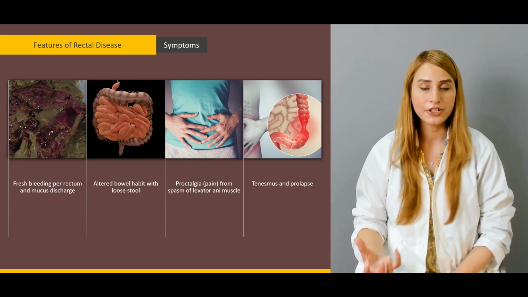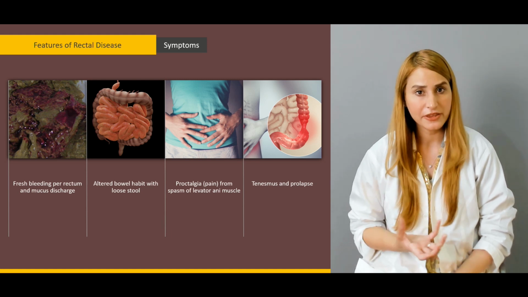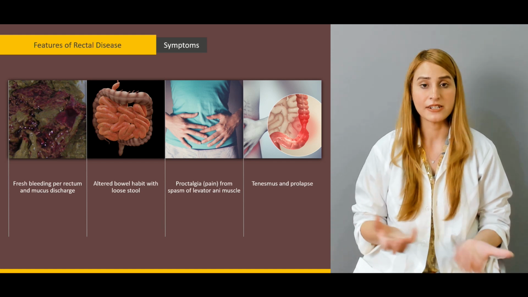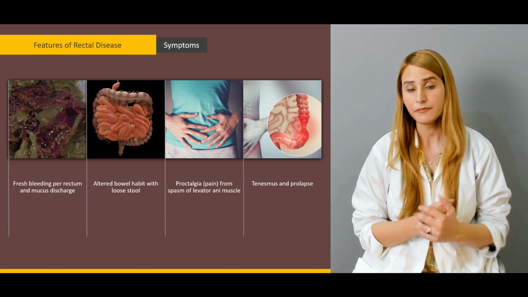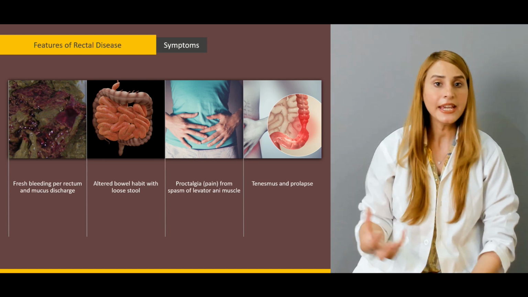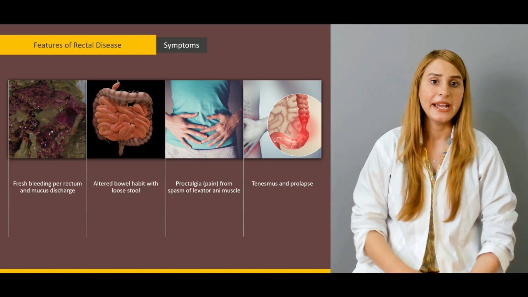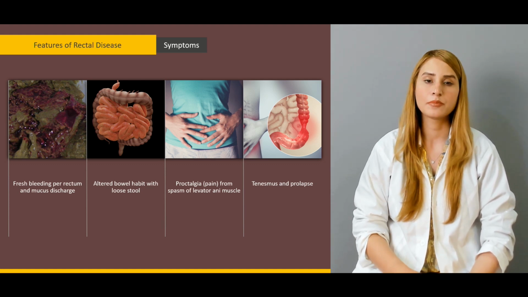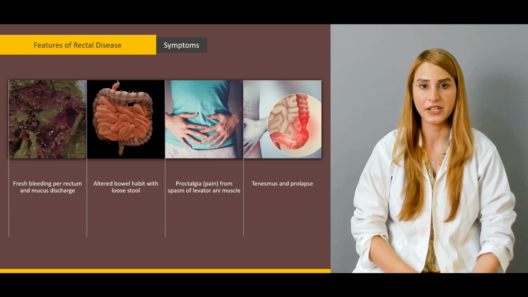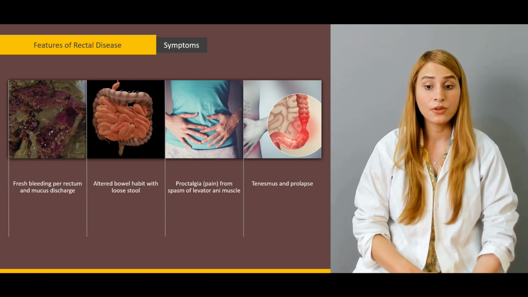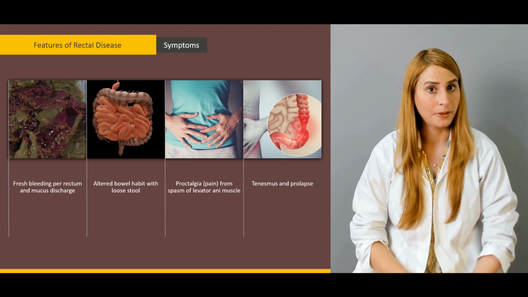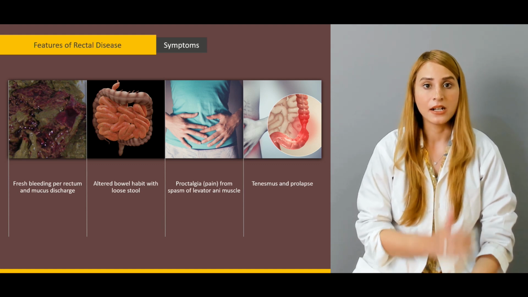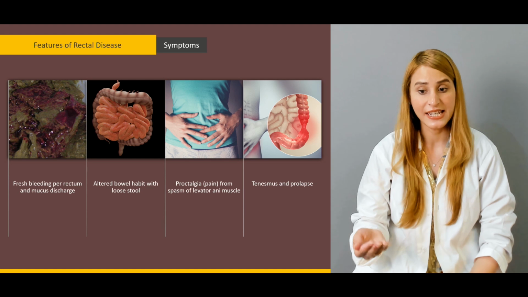That means that whenever there is a rectal pathology, the levator ani muscles, which are located laterally to the rectum and support these structures, go into spasm, and whenever they go into spasm, they cause the pain. The patient can complain of a painful defecation or pain after the defecation. Now, the most grave symptoms that can be the major complaints of the patient are tenesmus and the prolapse.